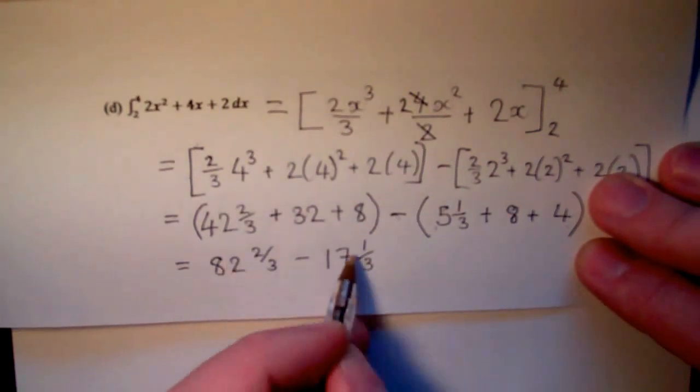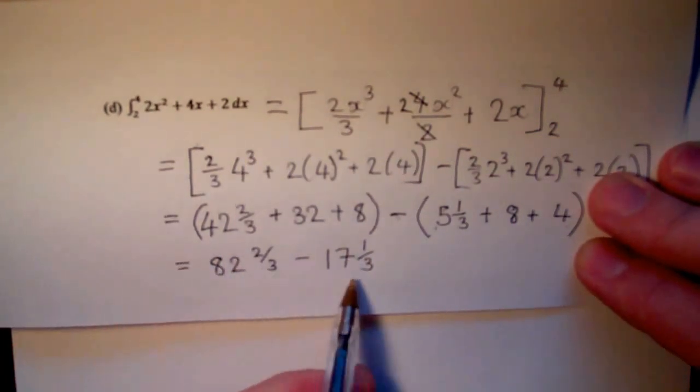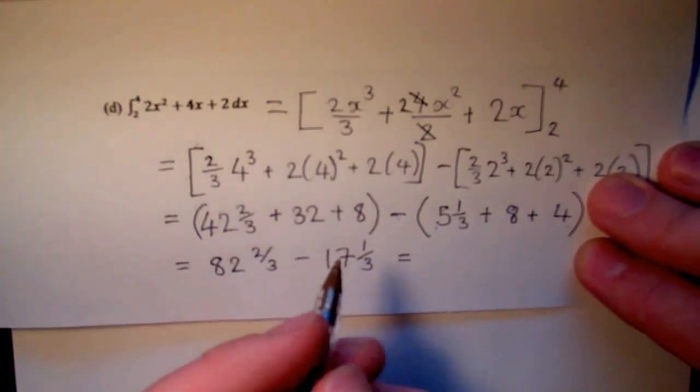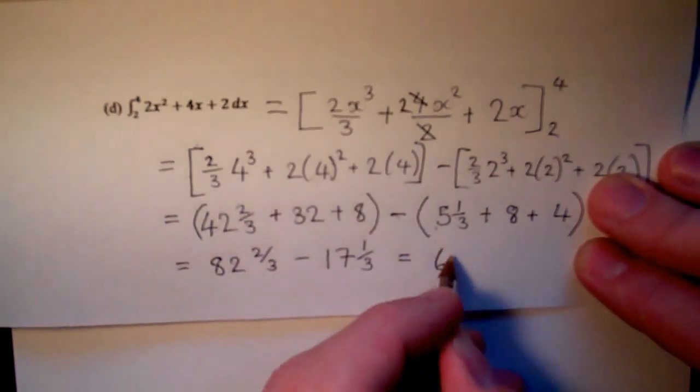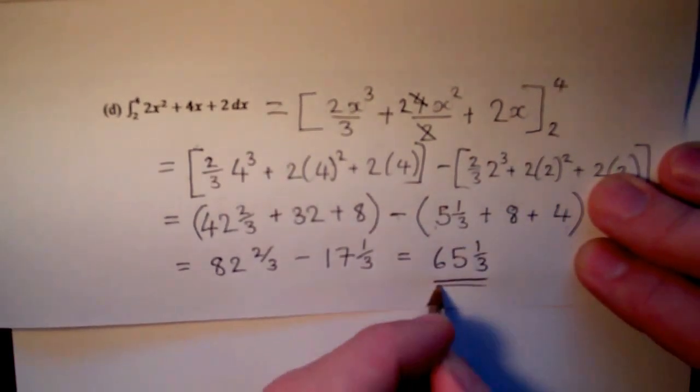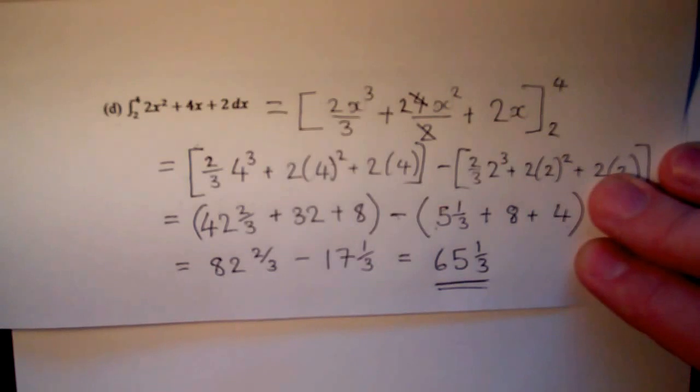If we make that subtraction, we can see it's going to be 65, and then 2/3 minus 1/3 is going to be 1/3. So our final answer is going to be 65 and 1/3. And that is the answer to D, 65 and 1/3.